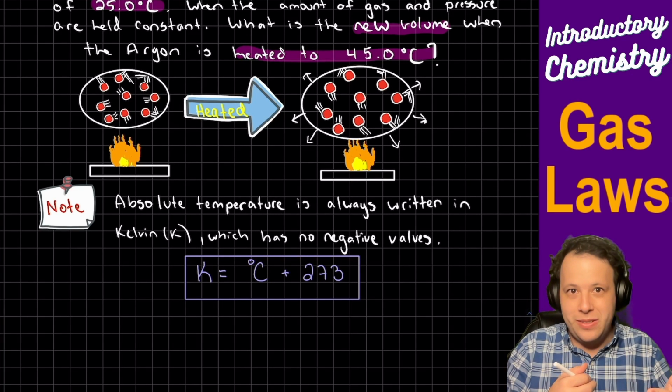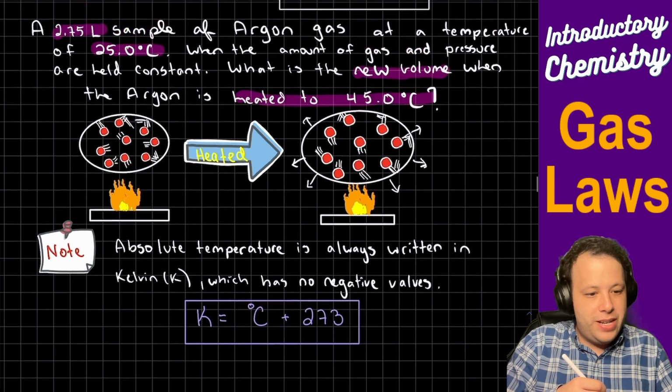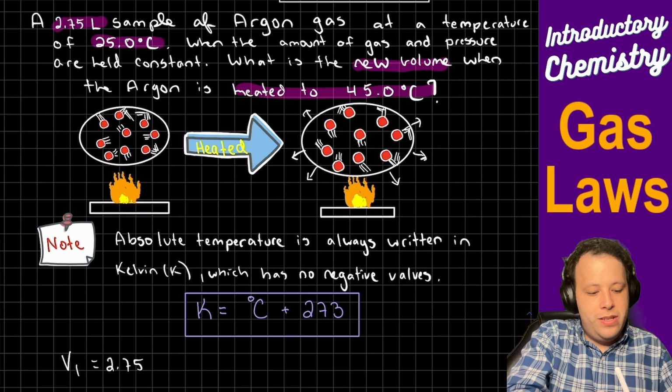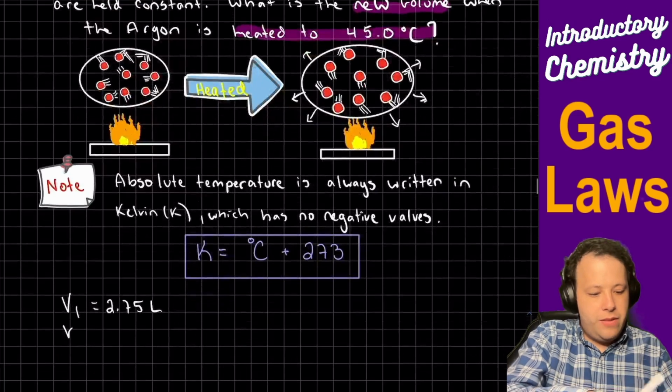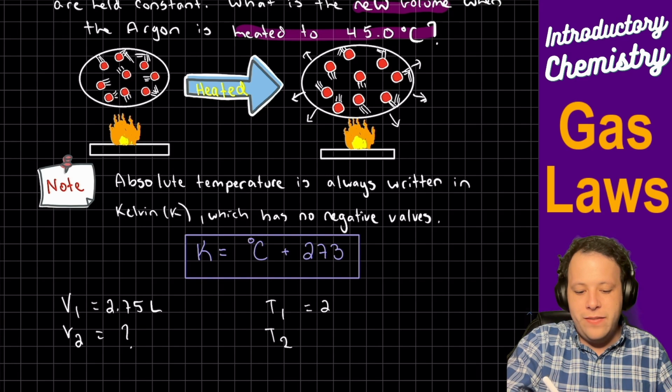So we have to use our little Kelvin equation. So why don't we write down all these values we had. So we had that volume 1 was 2.75 liters. We don't have a volume 2. Kind of going through these. So we have no volume 2. That's a question mark. And T1 and T2 were 25 degrees C and 45 degrees C.